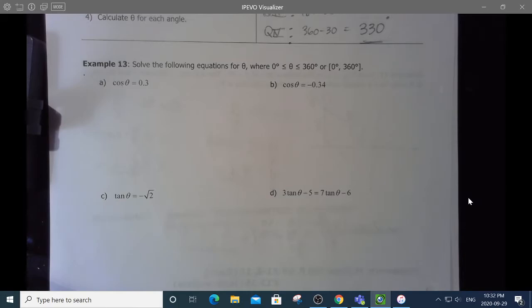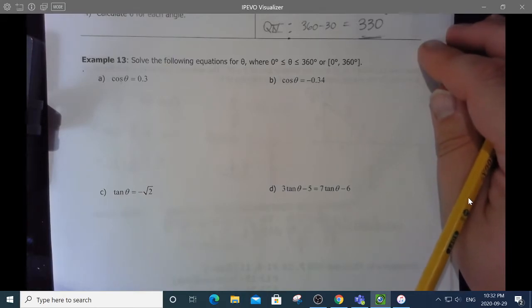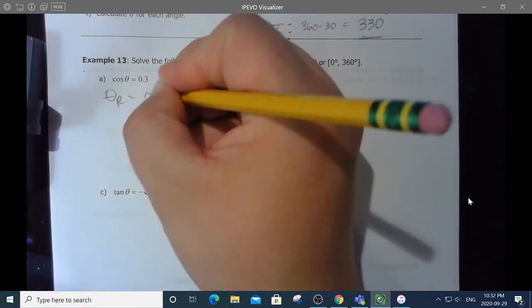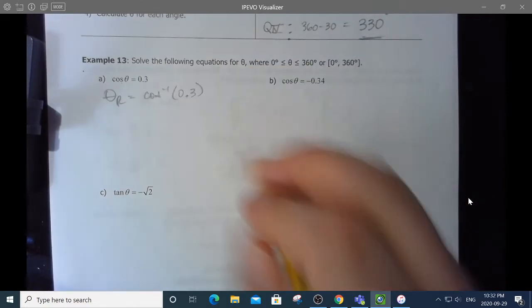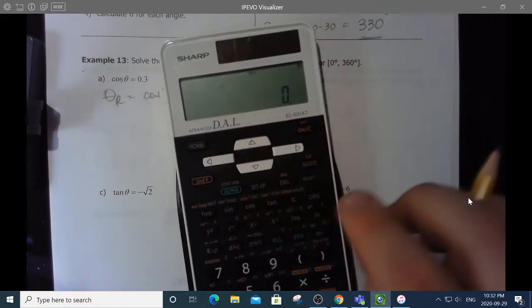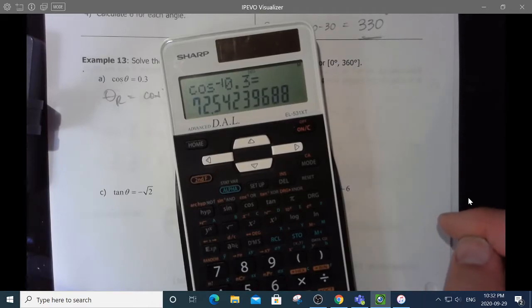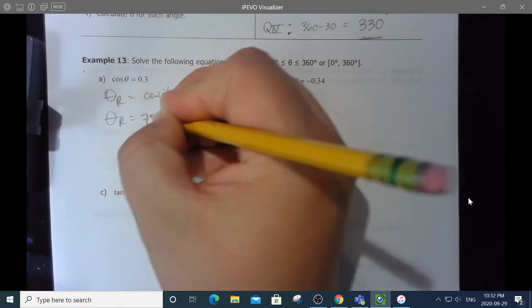Did you try them? Okay, so how did I know I needed a calculator? Well, because I know there's no 0.3s on my unit circle. So I know that my theta R is the inverse cos. Remember, that's the actual symbol you use for inverse cos. So that's going to be inverse cosine of 0.3. And I need a calculator for that. And I get 72.5 degrees. So theta R is 72.5 degrees.